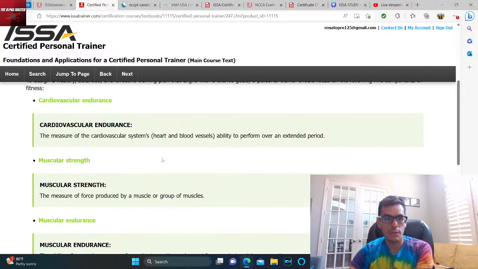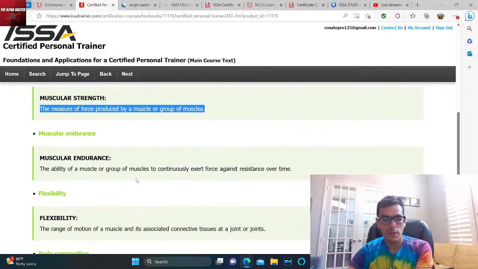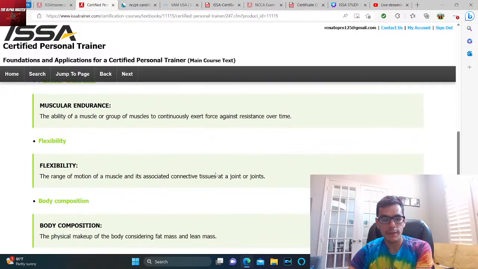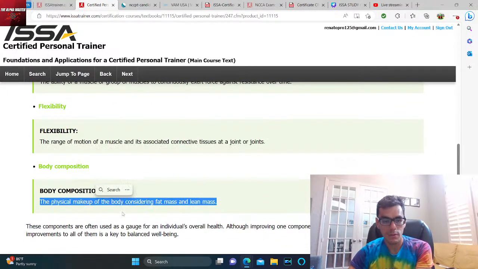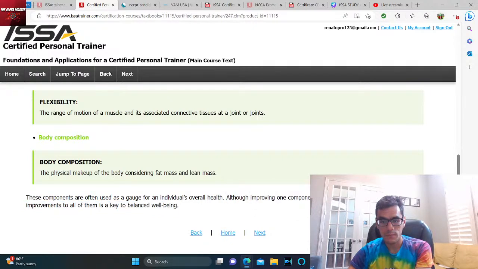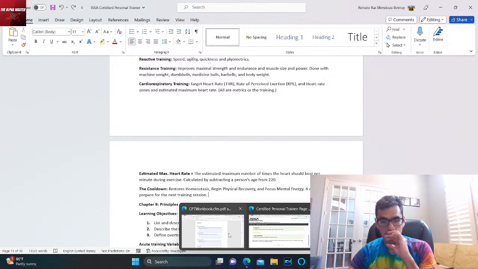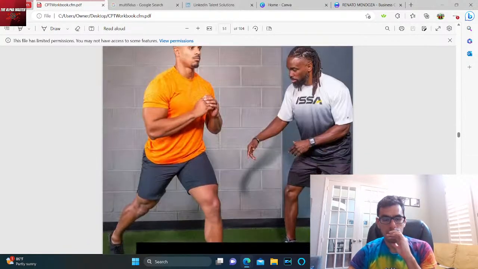The 5 components of fitness: cardiovascular endurance, a measure of the cardiovascular distance performed over a time period, muscular strength, muscular endurance, resistance over time, flexibility, and tension, which is key to balanced well-being. So those are the elements of fitness.